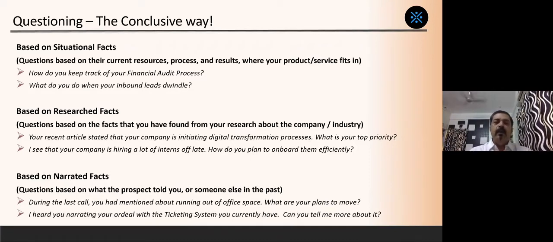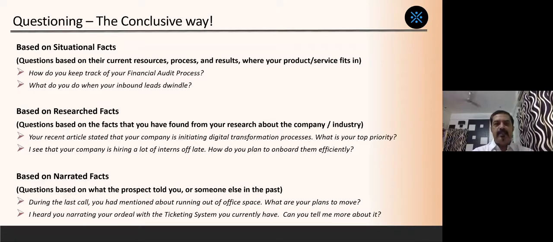And the other example is I heard you narrating your ordeal with the ticketing system that you currently have, right? Can you tell me more about it? So these are the typical questions which have a conclusive and a decisive outcome, right? So most probably you're likely to get and uncover more pains in this methodology, right?